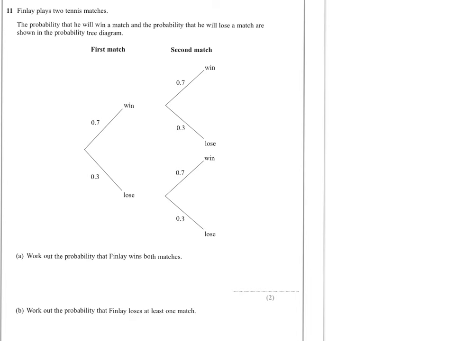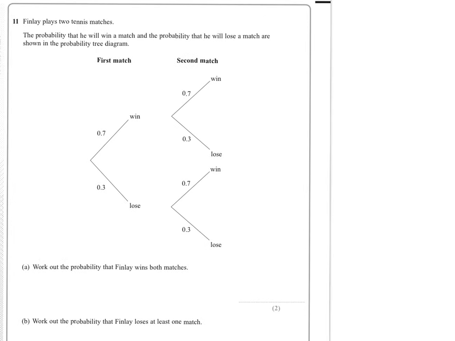Question 11. It says Finley plays 2 tennis matches. The probability that he will win a match and the probability that he will lose a match are shown in the probability tree diagram. So we can see here a win 7/10 of the time, or 70%, or 0.7, and a loss 0.3. Don't forget these add up to 1 here.